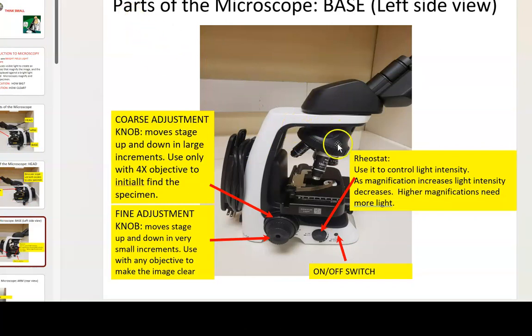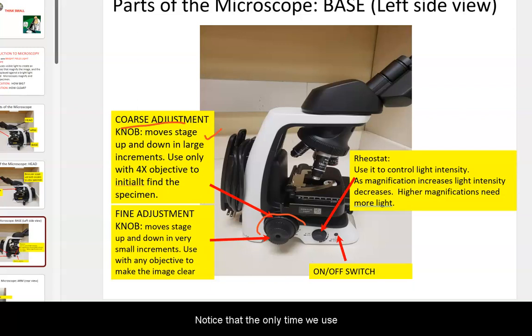Continuing on, we're looking at the base of the scope, and we're looking at the left side of the base. Our microscopes on the left side have 2 knobs. The large knob is called the coarse adjustment knob. When we rotate this knob, we can move the stage up or down in large enough increments that we actually see the stage moving up and down.